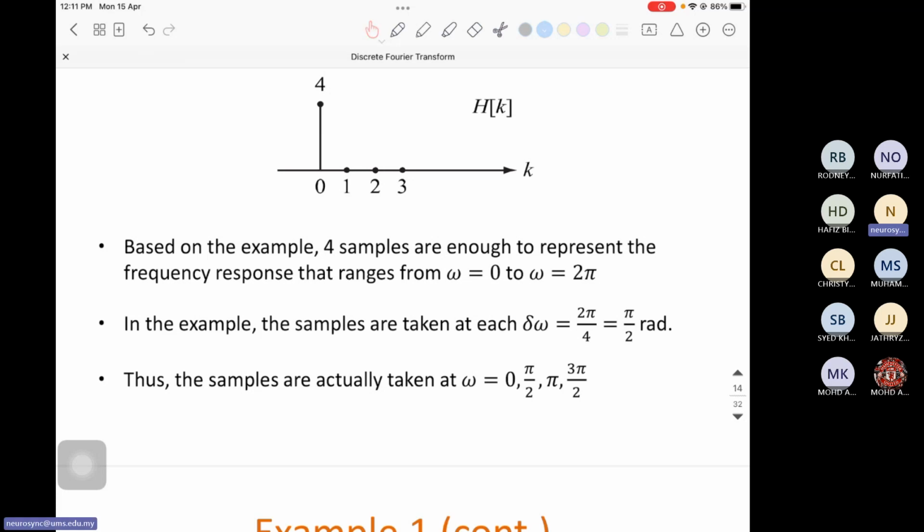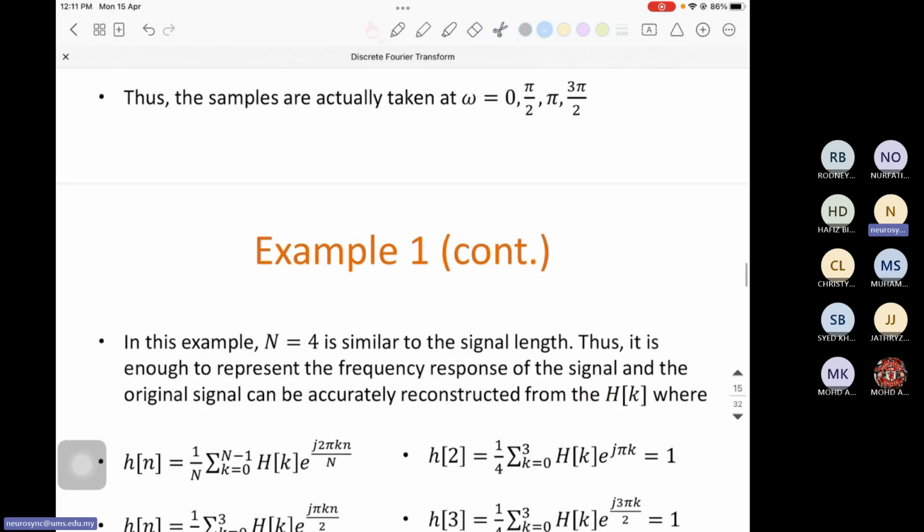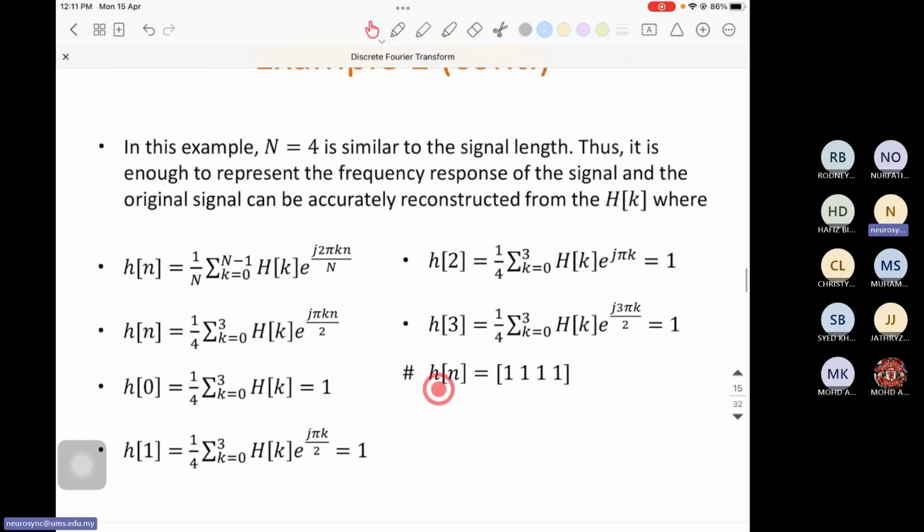Okay, so we can say that at 0, at pi by 2, at pi, at 3 pi by 2, we have taken the samples and calculated the capital H of K. So in this example, this capital N equal to 4 is similar to the signal length, and this is enough to represent the frequency response of the particular signal.